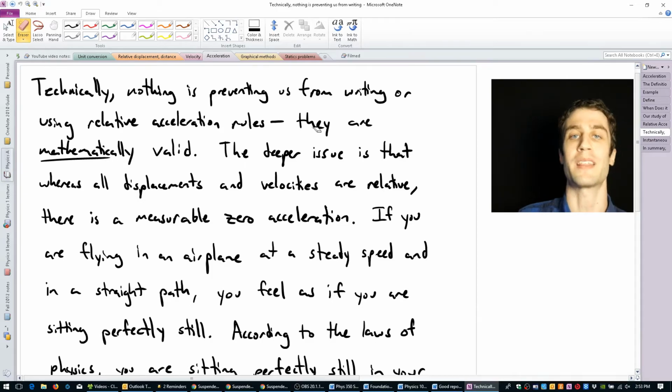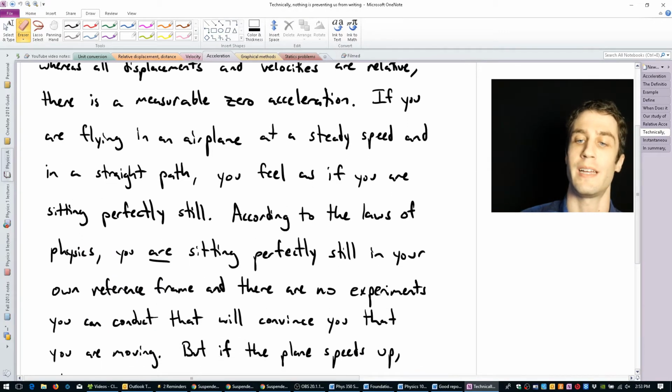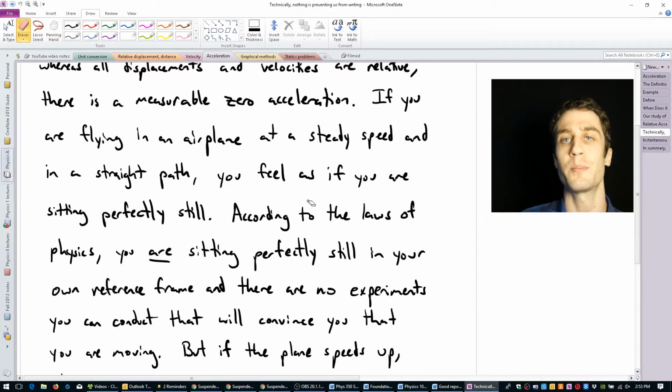They are mathematically valid. The deeper issue is that whereas all displacements and velocities are relative, there is a measurable zero acceleration. So, if you are flying in an airplane at a steady speed and in a straight path, you feel as if you're sitting perfectly still. You don't feel like you're moving at all.